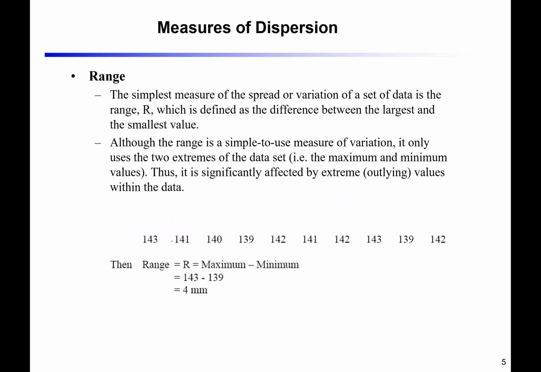Measure of dispersion. The first one is range. The simplest measure of the spread or variation of a set of data is the range, R, which is defined as the difference between the largest and the smallest value. Although the range is a simple measure of variation, it only uses the two extremes of the data set, the maximum and the minimum values. Therefore, it is significantly affected by outliers within the data. So here, let's find the maximum. This is our maximum. Where is the minimum? The minimum is 139. So 4 millimeters is our range.